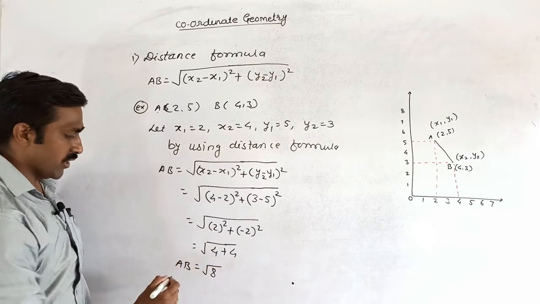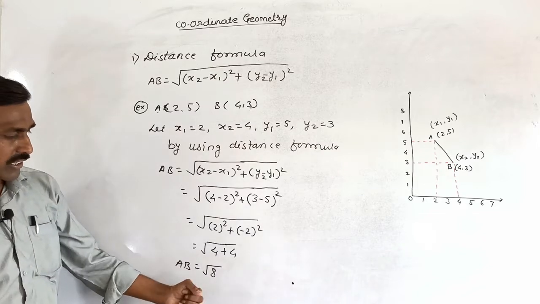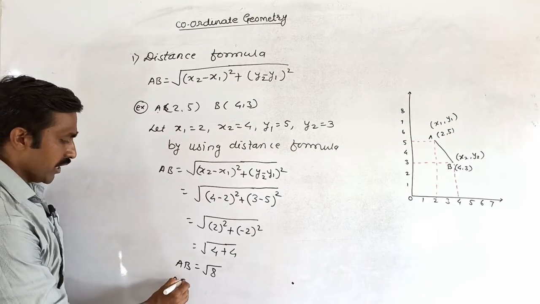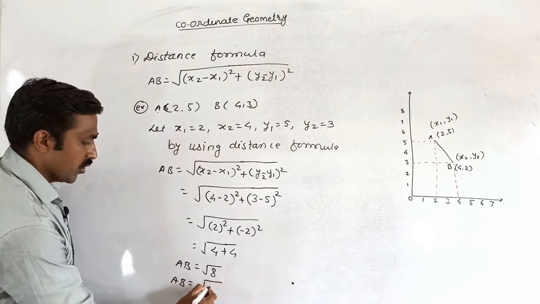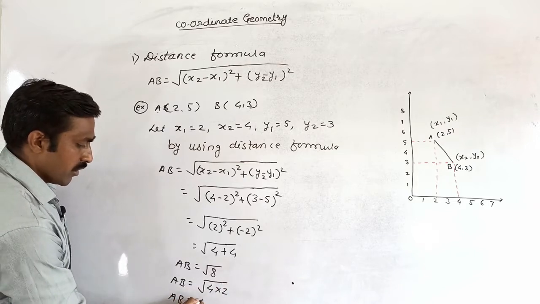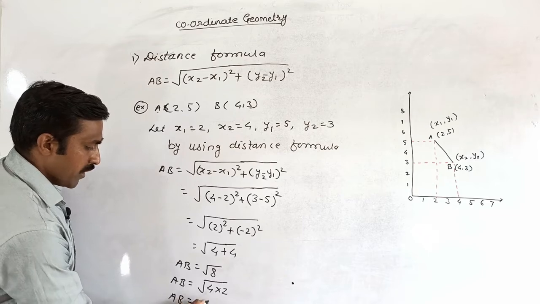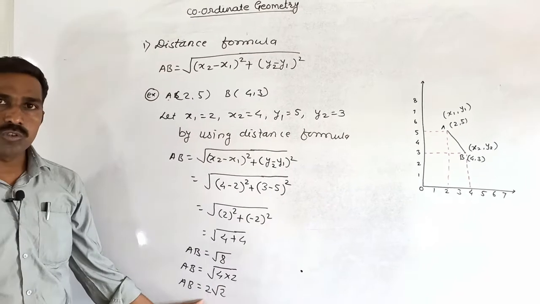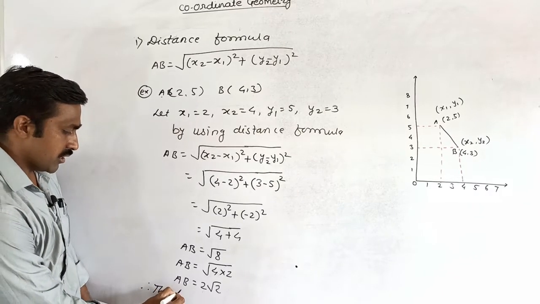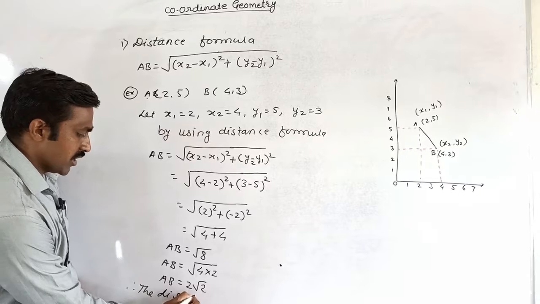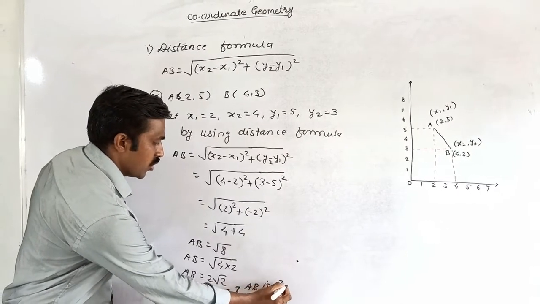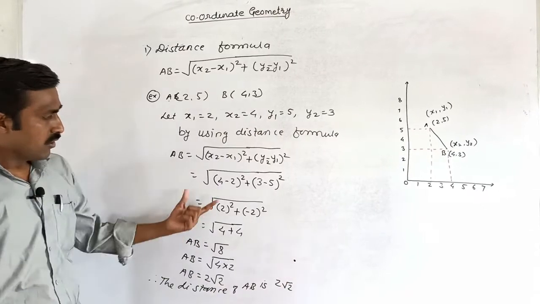The distance of AB is root 8. Root 8 is not a perfect square of any number, so that's why we can write it this way: AB is equal to the square root of 4 into 2. 4 is the perfect square of 2, so root 2 times 2, that is 2 root 2. 2 root 2 is the distance of AB. So therefore the distance of AB is 2 root 2. Okay.